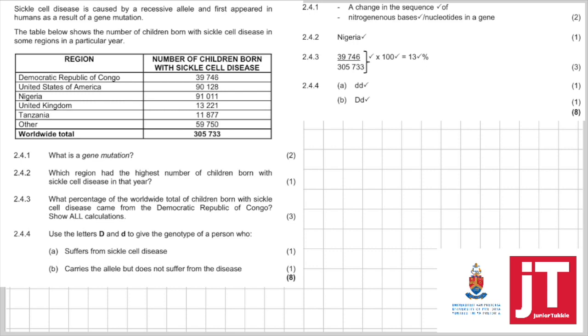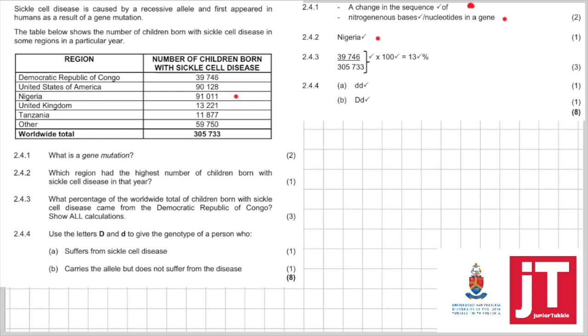2.4.1. What is a gene mutation? A gene mutation is a change in the sequence of the nitrogenous bases or nucleotides of a gene. 2.4.2. Which region has the highest number of children born with sickle cell disease in that year? Now, if you look at your numbers, can you see? It is obviously Nigeria.